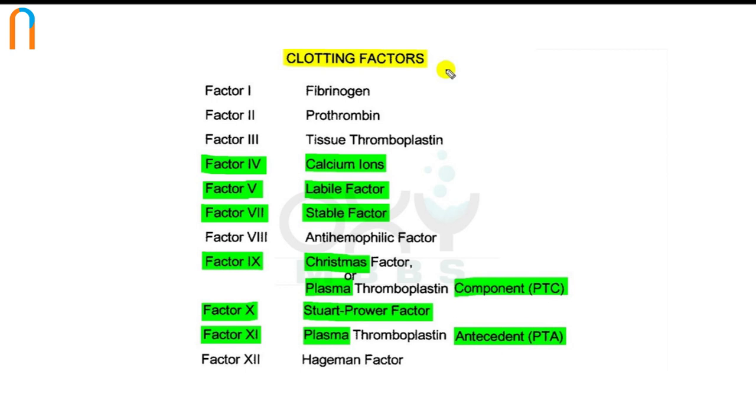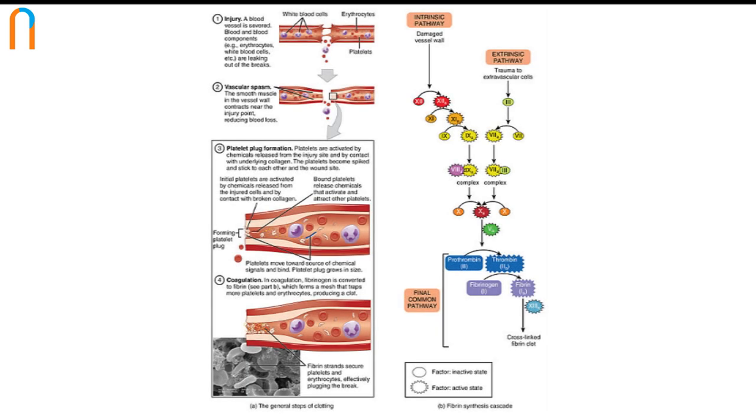Prekallikrein, PKK. Fletcher factor, high molecular kininogen, HMK, and the inhibitory factors: antithrombin III, alpha-2 macroglobulin, alpha-1 antitrypsin, protein S and protein C. With the exception of calcium ion, they are all globular proteins with molecular mass between 54 kilodalton, alpha-1 antitrypsin, and 2000 kilodalton, factor 8.